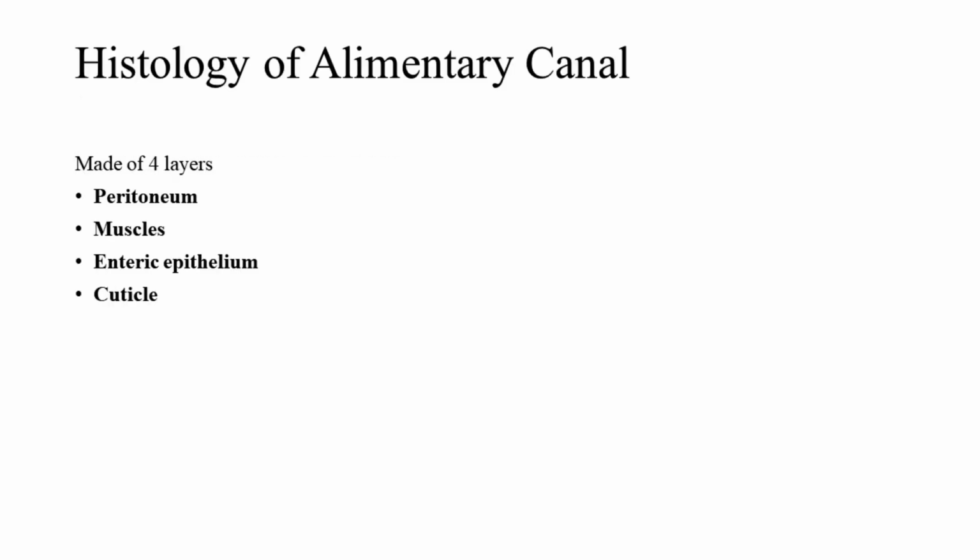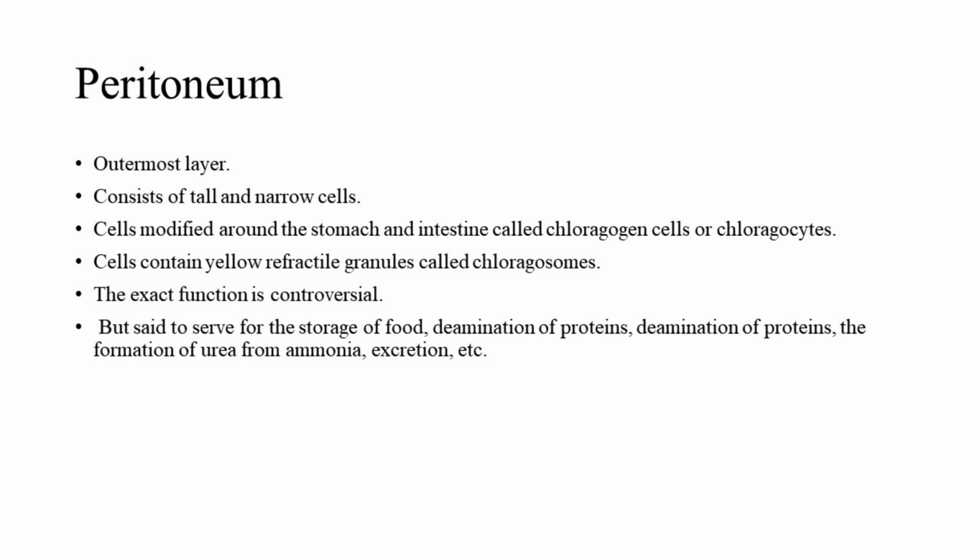Histology of the alimentary canal. Made of 4 layers: peritoneum, muscles, enteric epithelium, cuticle. Peritoneum is the outermost layer. It consists of tall and narrow cells, modified around the stomach and intestine, called chlorogogen cells or chloragocytes. The cells contain yellow refractile granules called chlorogosomes.